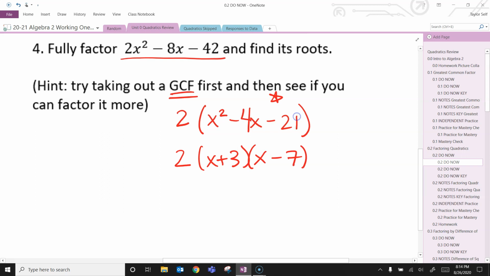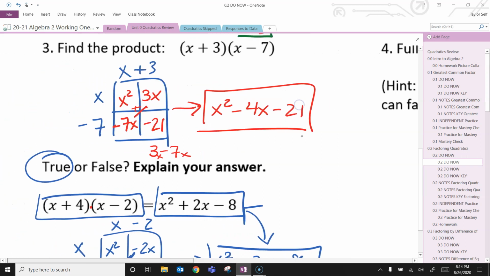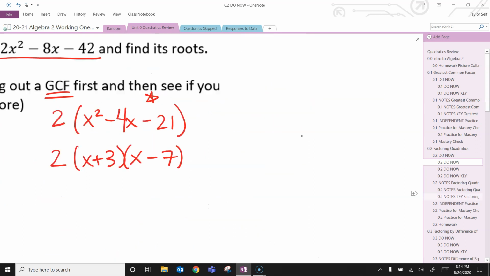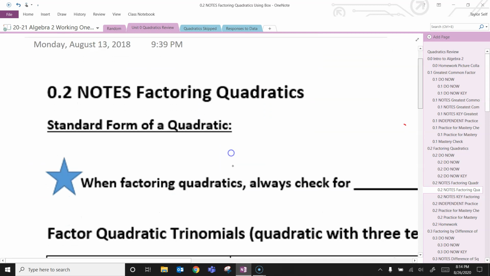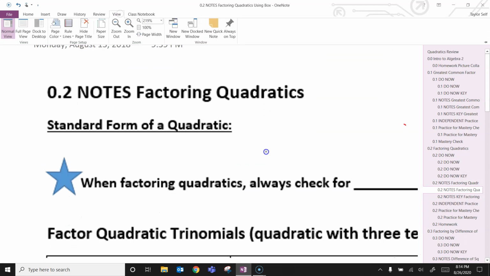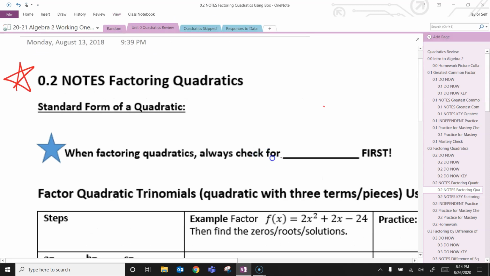Okay, so let's move on to notes. And again, you should have your notebook out and ready to go when we're doing the do now review. You should be taking some notes then. All right, now we're going to do notes. So write down 0.2 notes.